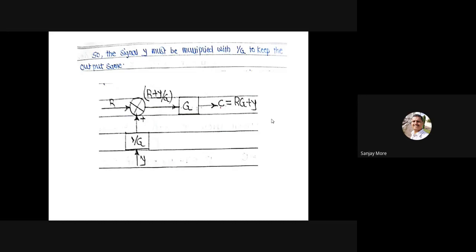Next, the signal Y must be multiplied with 1 divided by G to keep the output the same. Here we will get the output the same. You have to add signal Y multiplied with 1 divided by G.